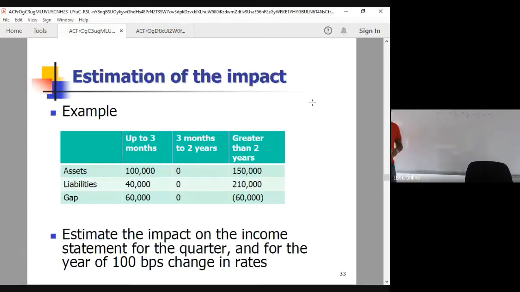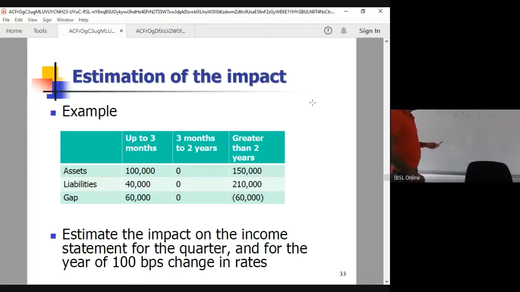So what are you trying to get at here? You're trying to see, for each of these gaps, each of these situations, what the change in interest rates is and the impact it has on your NII. So 12.5%, 25%, whatever it might be. If you look at the example in slide 33, it becomes a little clearer.